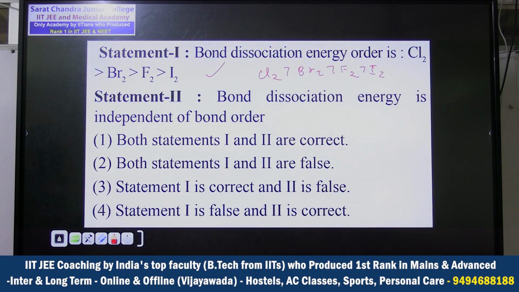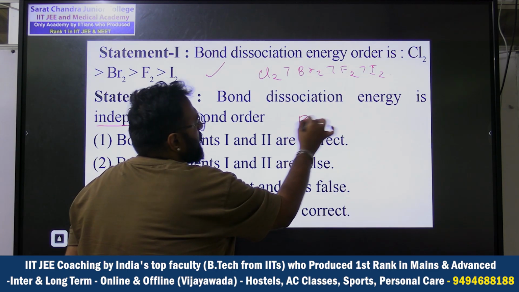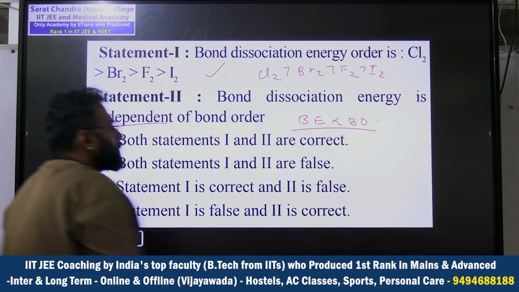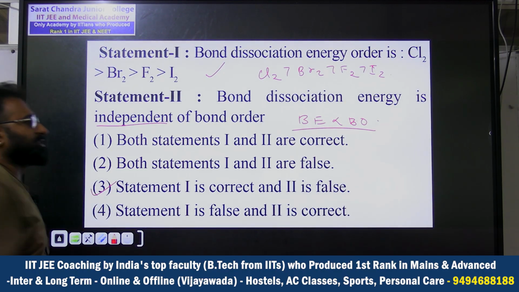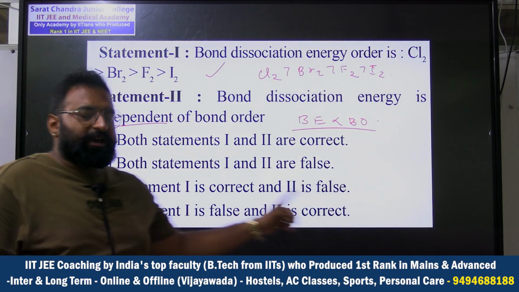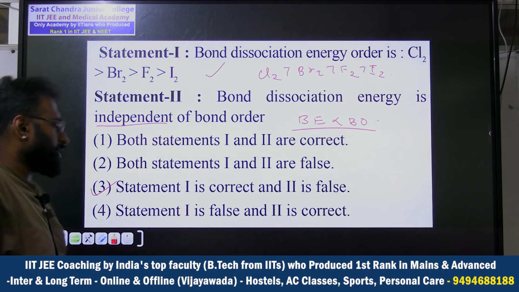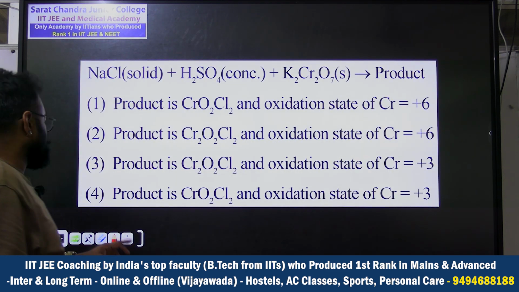Statement 2, bond dissociation energy is independent of bond order. False. Bond energy is directly proportional to bond order. So statement 1 is correct and statement 2 is false. This will be your correct option. Now let us move next.